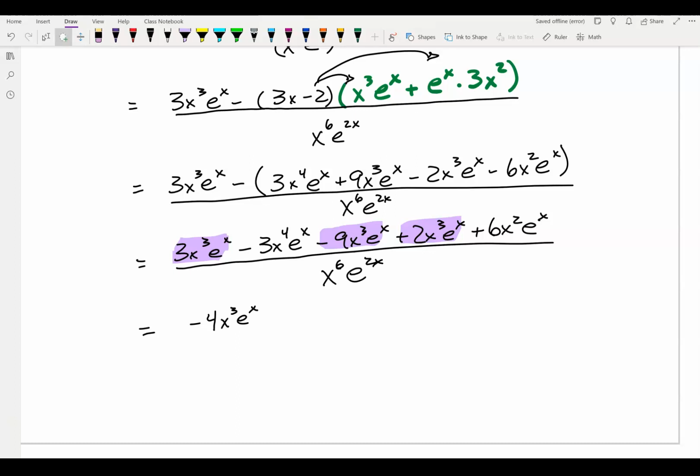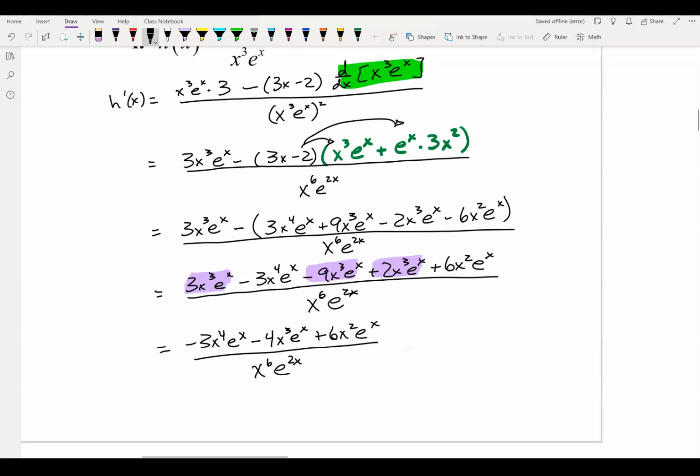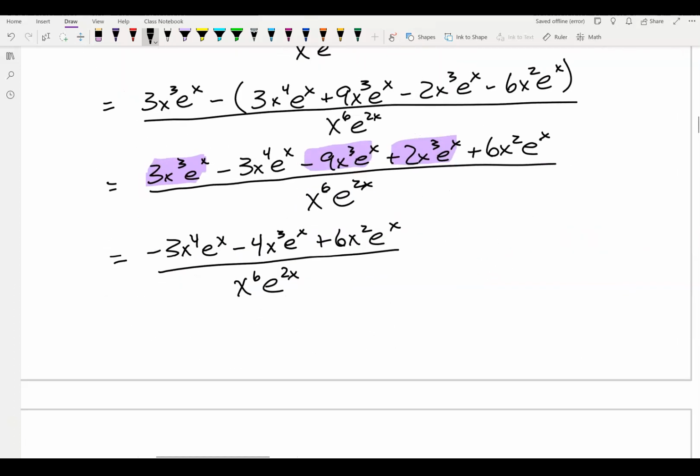And then we have, here, let's do this in proper order. Let's go ahead and put that second, because we have a higher degree over here with the negative 3x to the fourth e to the x. And then in back, we'll have a plus 6x squared e to the x, all over x to the 6th e to the 2x.